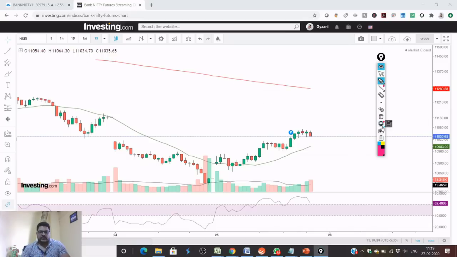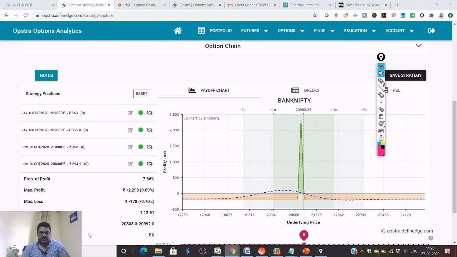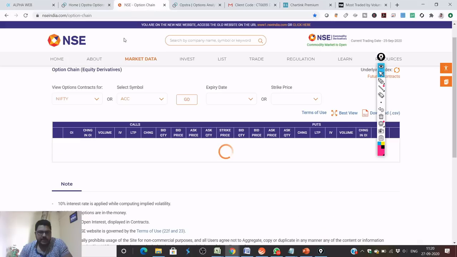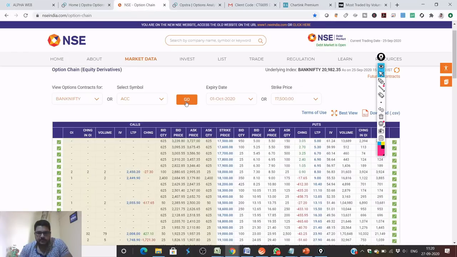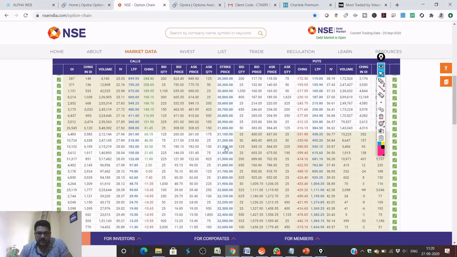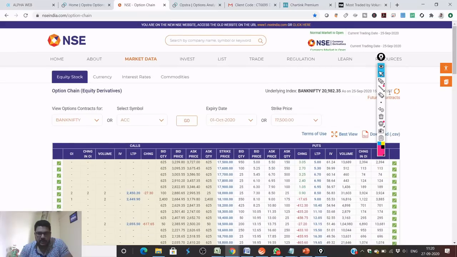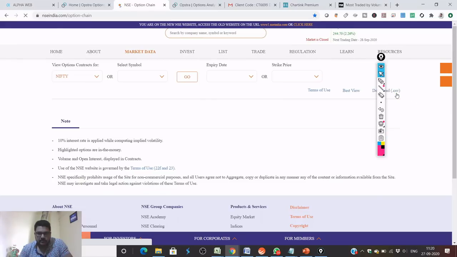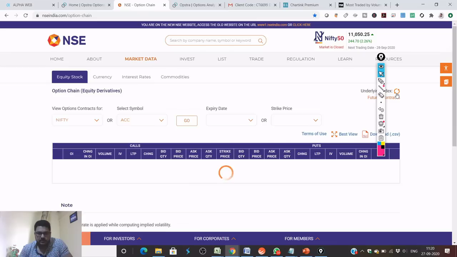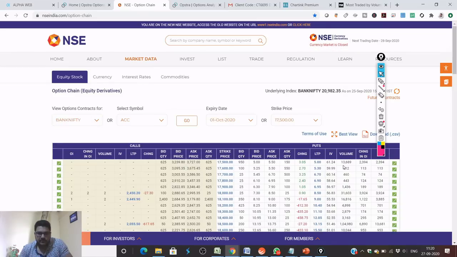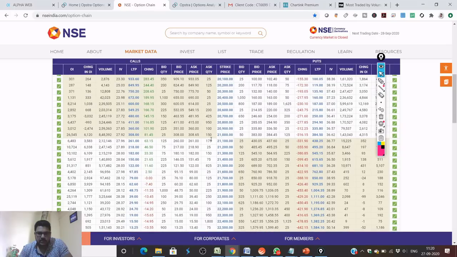So now let's go to the NSE chain and try and analyze what strategies we could have plotted, or try to experiment, like try multiple things. I'm going to NSE chain for Bank Nifty first. So where is Bank Nifty? Bank Nifty is at 21,000. Is it at 21,000? So Bank Nifty at 20,982, which is 21,000.